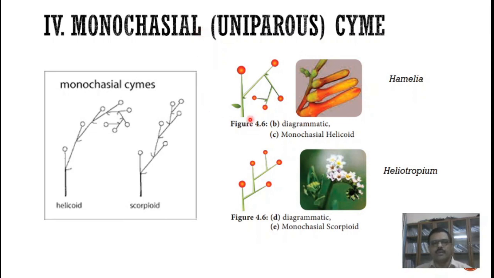In monocacial cyme, as we have seen in all cases of cymose inflorescence, the growth of the peduncle ends in a single flower. But here, only one bract develops. The other bracts are suppressed.